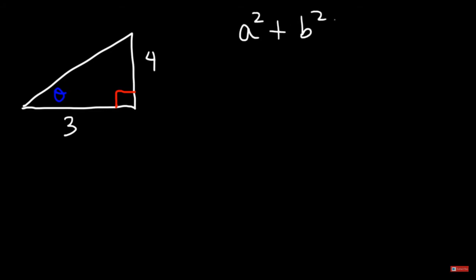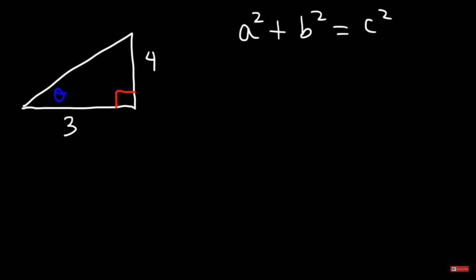Now let's say we're given a right triangle and we have the values of 2 sides. Let's say this is 3 and this is 4. And here's the angle theta. Find the missing side of this right triangle and then find the values of all 6 trigonometric functions: sine, cosine, tangent, secant, cosecant, cotangent. Now to find the missing side, we need to use the Pythagorean Theorem.